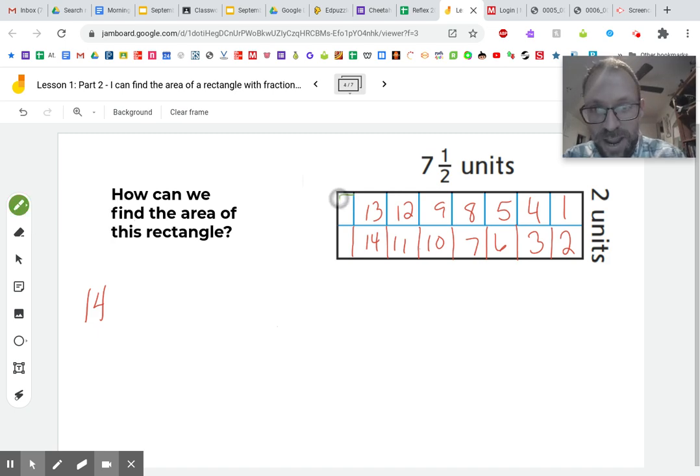Over here, we have this fractional piece of a square unit. We have this fractional piece of a square unit. And we have this measurement. So we're told this is 7.5 units long. So this has got to be half a unit, right?